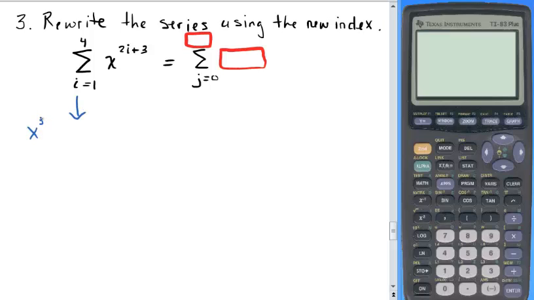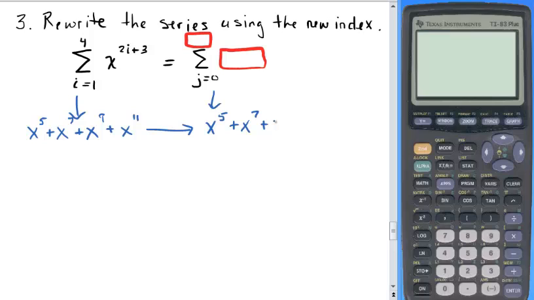Lastly, we're being asked to rewrite this series using a new index. So first I'm interpreting this series. It's x raised to the power of 2i plus 3. And so I'm inputting the values 1, 2, 3, and 4 to get x to the 5th plus x to the 7th plus x to the 9th plus x to the 11th. They're asking me to rewrite this using the summation notation, but this time with an index of j. So they want me, instead of starting at 1, they want me to start at 0.